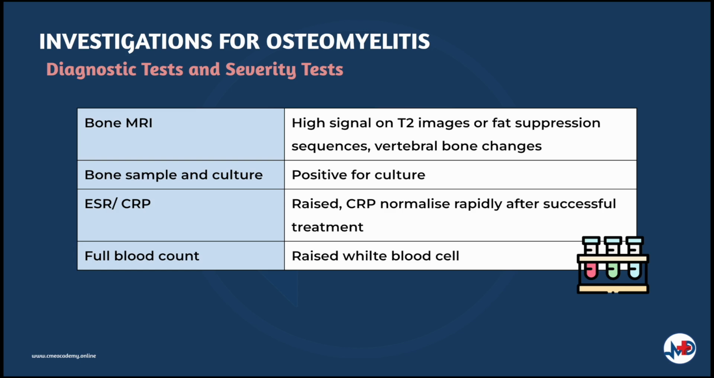Next would be bone sampling and blood culture, which would show positive for culture. Usually 2 sets of blood culture before antibiotics treatment are taken to detect the causative organisms. Inflammatory markers such as erythrocyte sedimentation rate and C-reactive protein would be raised. Raised white cell counts can also be detected in full blood count. To monitor the efficacy of treatment, usually a C-reactive protein can be used as it will usually normalize rapidly after successful treatment.